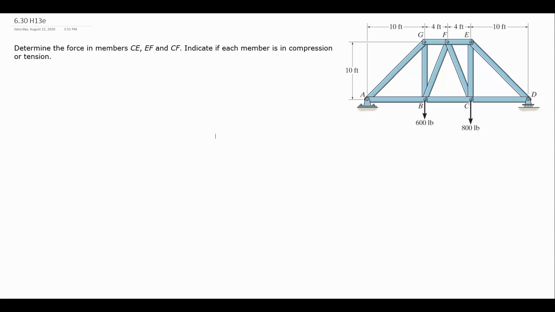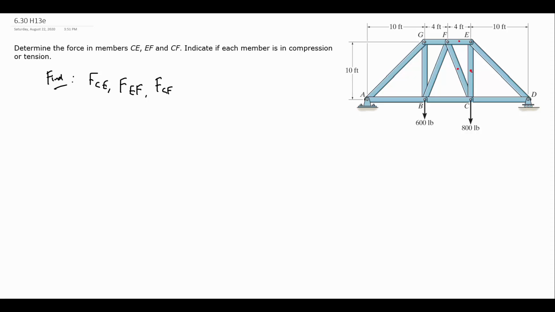This problem wants us to find the forces in specific members of our truss: CE, EF, and CF. So we want to find what I will call FCE, FEF, and FCF. We have CE, we have EF, and we have CF here. Okay, so only 3 of the members are needed.